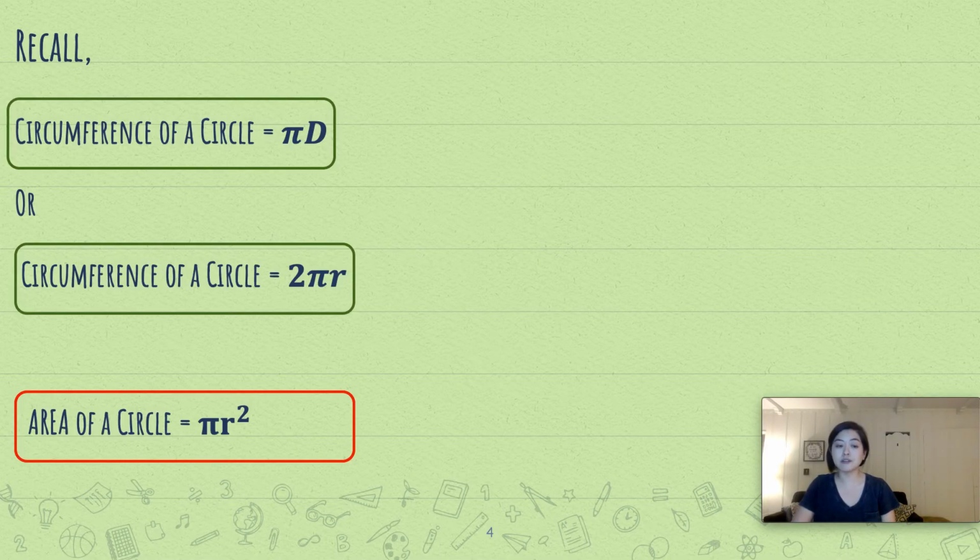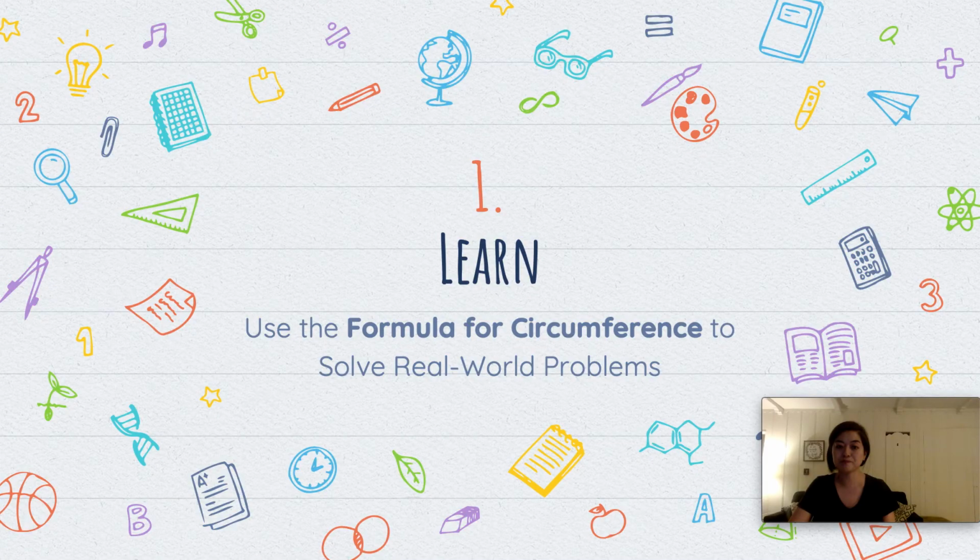We also learned about the area of a circle, and the formula is only given in R. I mean, you can also figure it out with D, but it's just given in R. And so it is pi R squared.